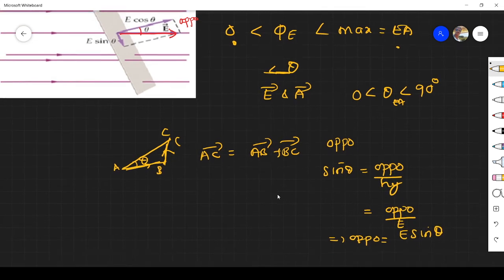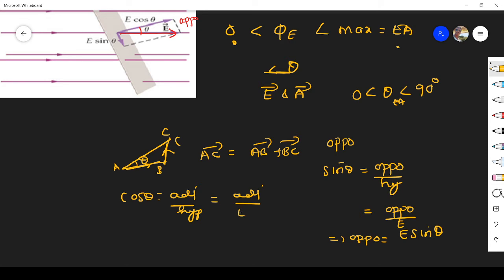Next we find the adjacent side. Who is dealing with the adjacent? Cos θ, because cos θ is equal to adjacent by hypotenuse. The adjacent I want to find. The hypotenuse is the same, E.